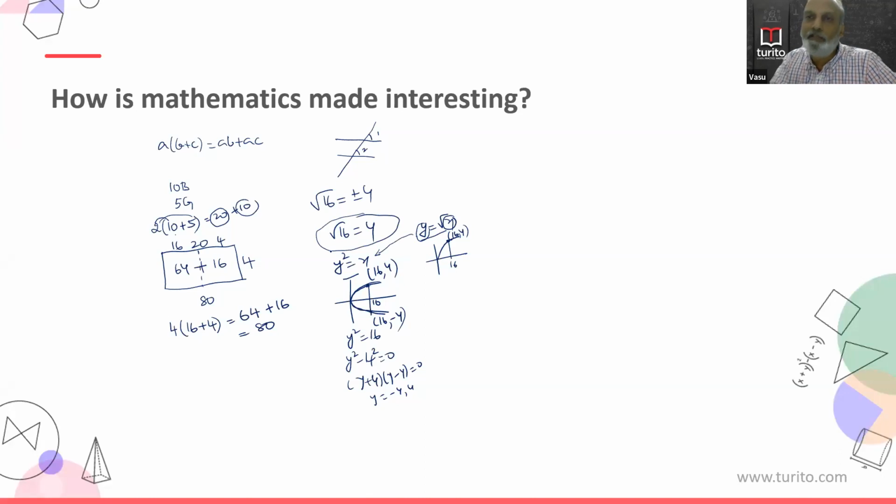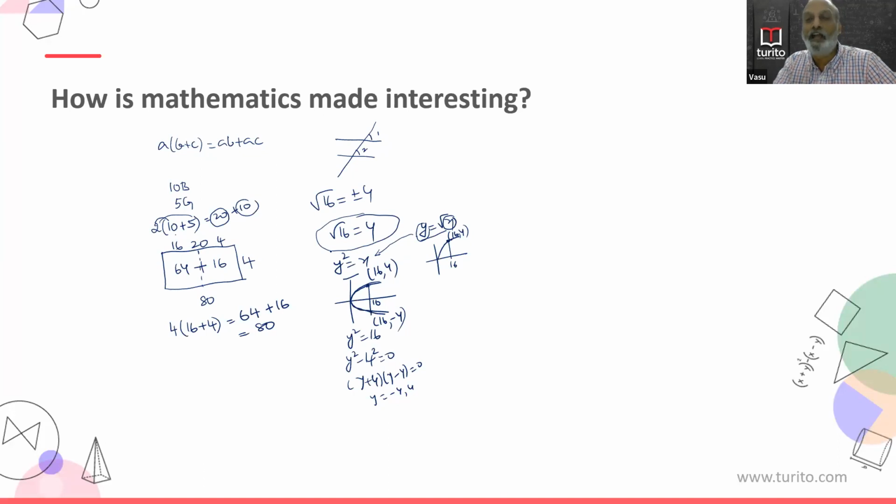Root 25 is 5. Root 64 is 8, like that. It is not plus or minus. Actually, it is absolute value when we have to write, because when you write absolute value, it is always a positive answer. Now, even you have concepts like a sum of a positive number with its reciprocal is always greater than or equal to 2.